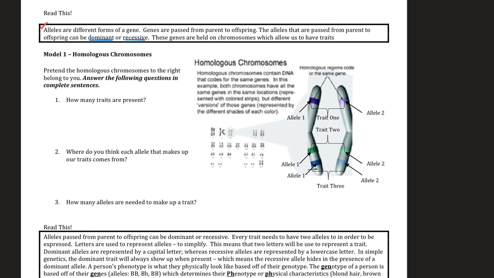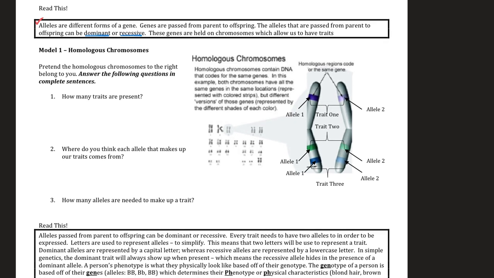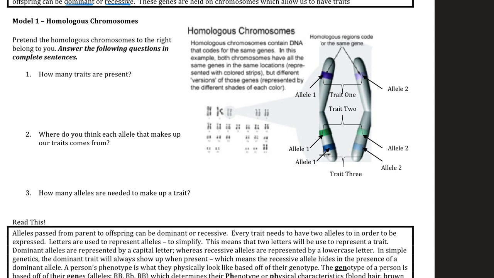These genes are held on chromosomes which allow us to have traits. So there's that chromosome, the karyotype that we looked at earlier, all 23 pairs or 46 chromosomes laid out. And you just pick any one of them and you'll see there's a bunch of genes. This is a gene, this is a gene, this is a gene. And there's different alleles. Now, if these were homologous chromosomes, these would be copies. If this is mitosis, these would be copies. If this is meiosis, they could be different. These alleles could be different.